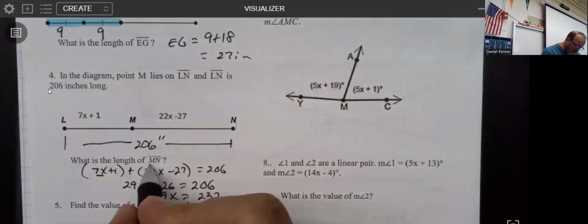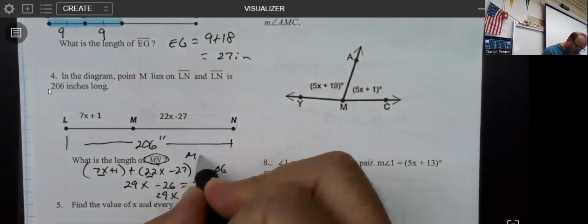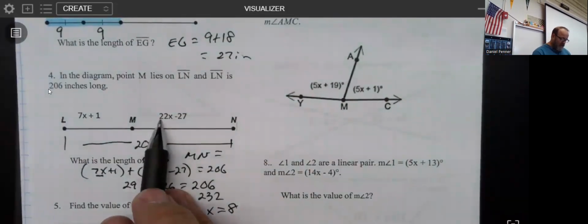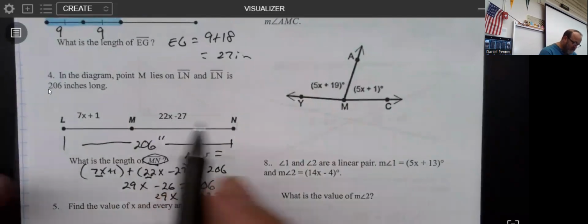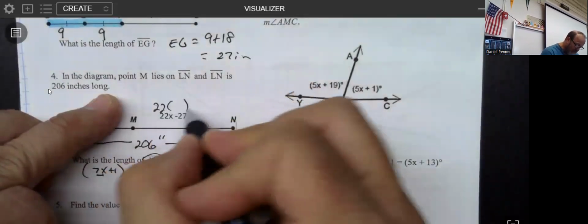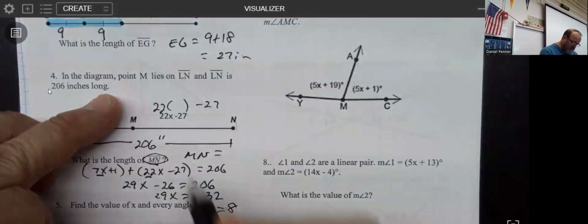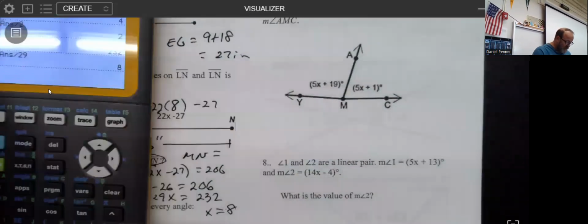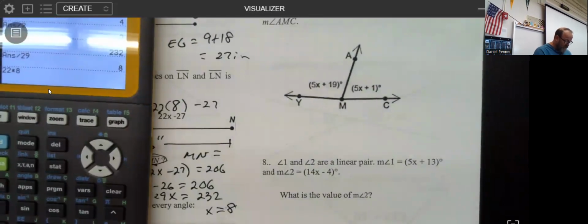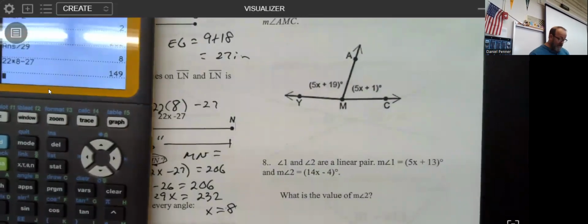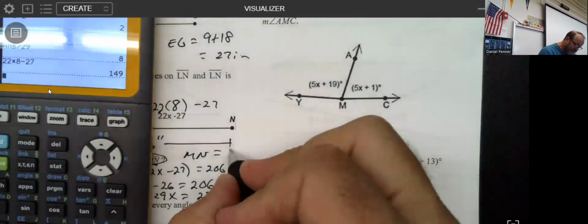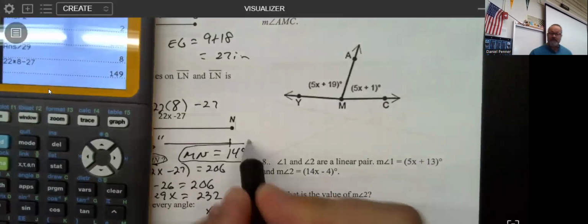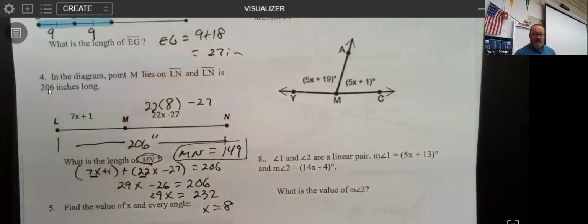It says, what is the length of MN? So the length from M to N is 22x minus 27, but we found out that x was 8. So I need to take 22 times 8, take away 27, and I found the length of that piece was 149.